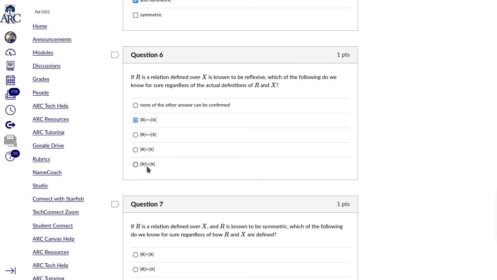Do they have to be different? No, they can be exactly the same. So the correct answer is the second option, at least in my test over here.